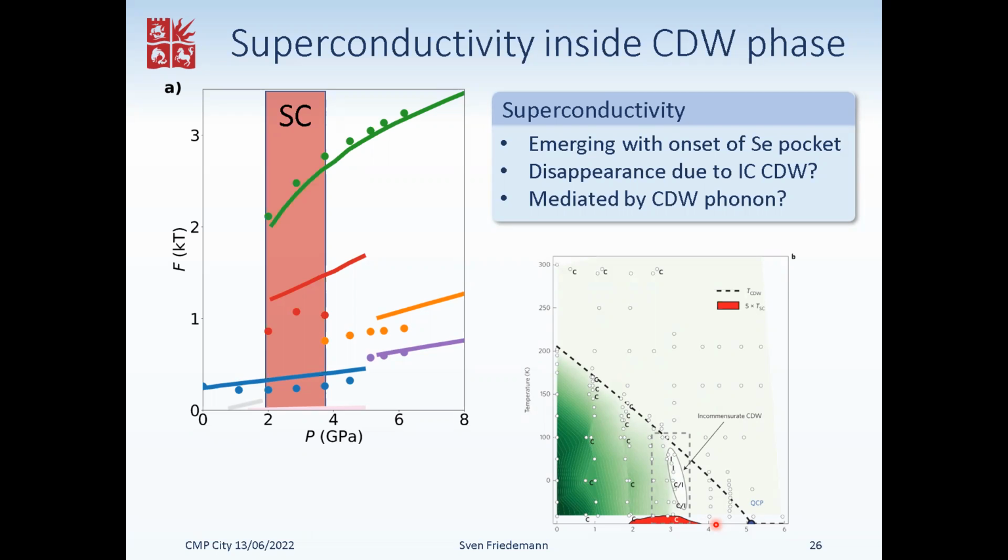I have a question for the statement. Superconductivity emerging with the answer of this in pockets. Is it in thermodynamics? Does it look very BCS-ish, or is there something you see like?